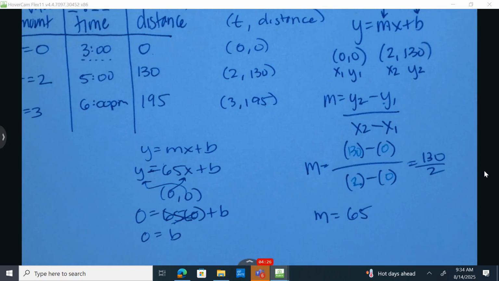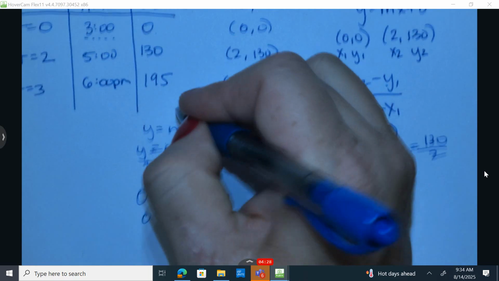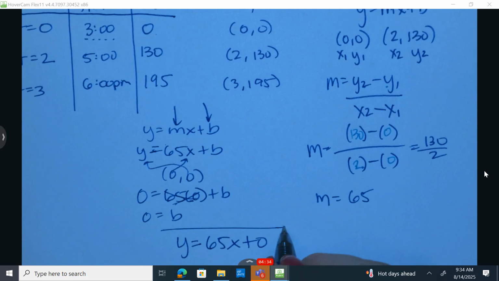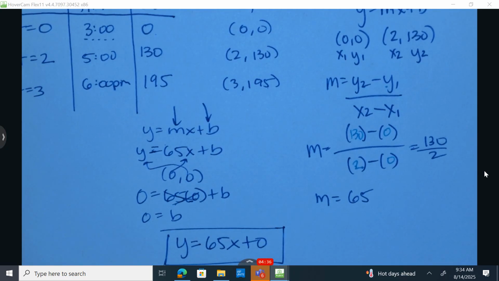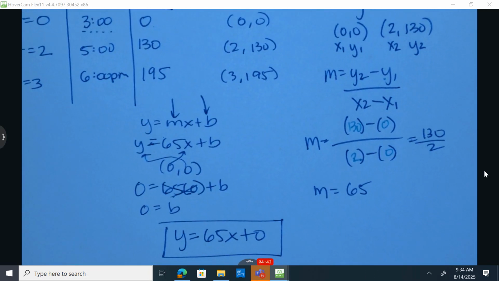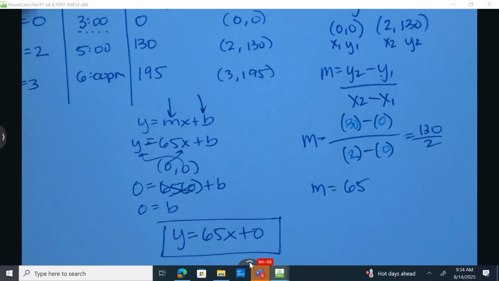B equals 0. I now have an m and a b, and I can write the equation as y equals 65x plus 0. All of that work is necessary, and that is going to be part A. Let's now look at part B.